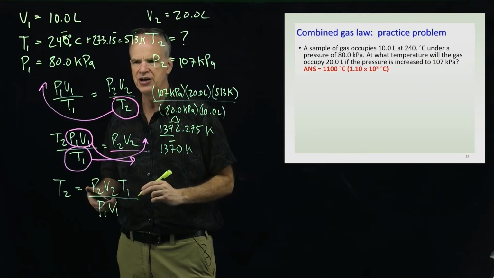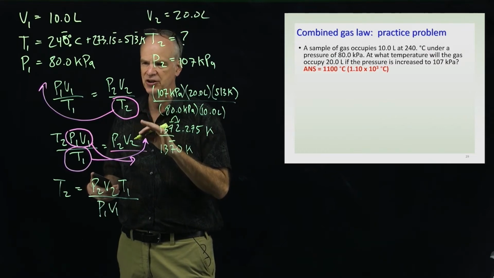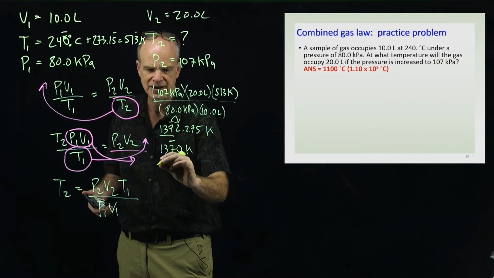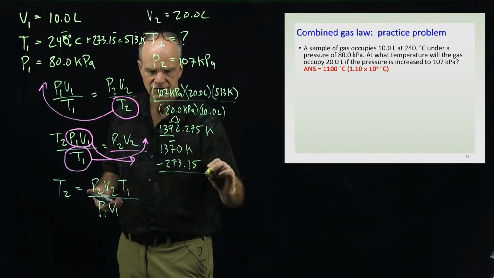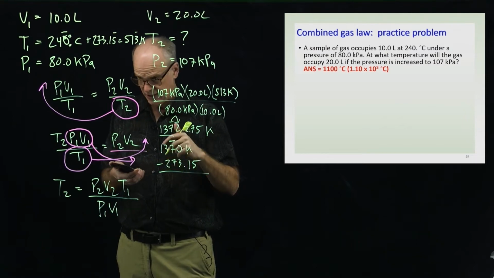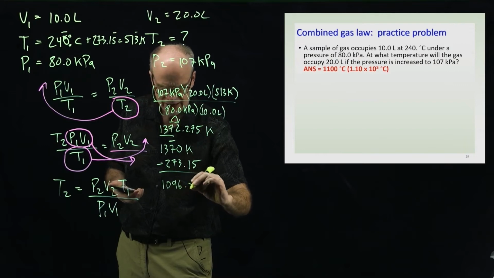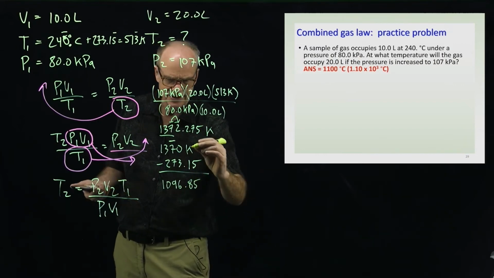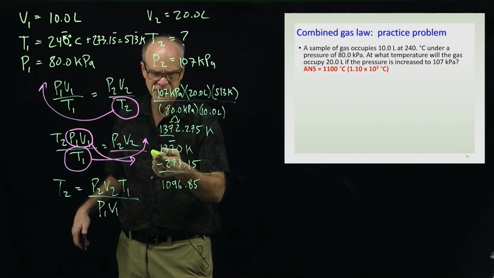So the final step is, I think the problem is asking, well, what temperature it should be. Now, it doesn't say it has to be in Celsius, but let's just calculate into Celsius. So it's minus 273.15, and let's see what we get. So I get 1370 minus 273.15, and so I get 1096.85 on my calculator.